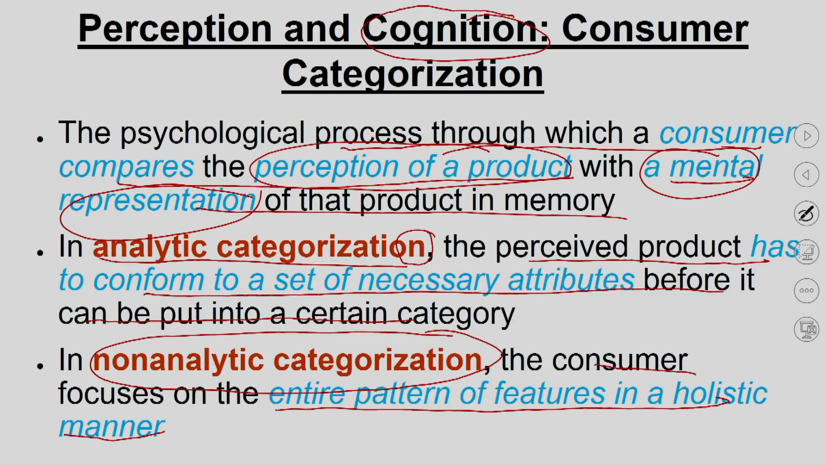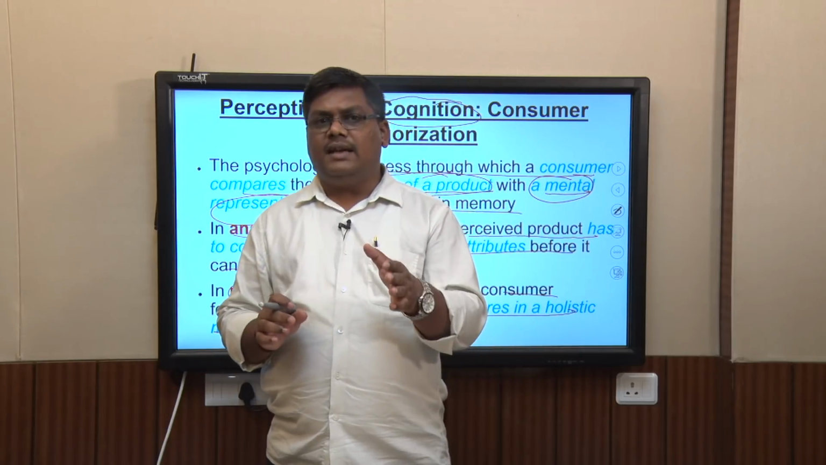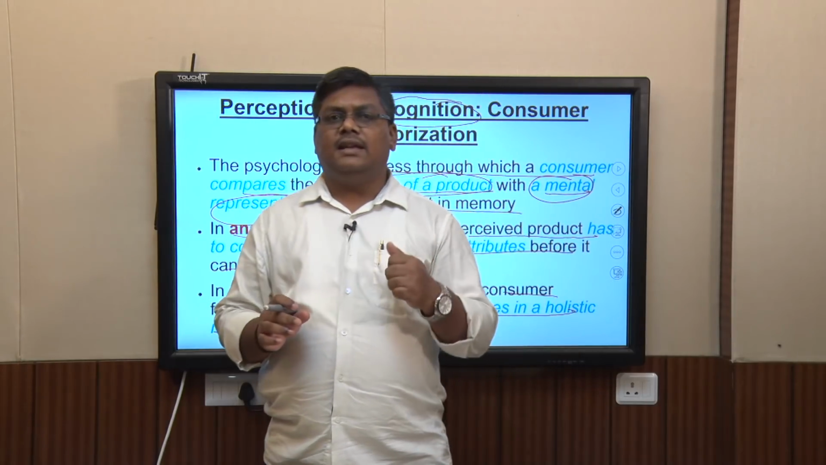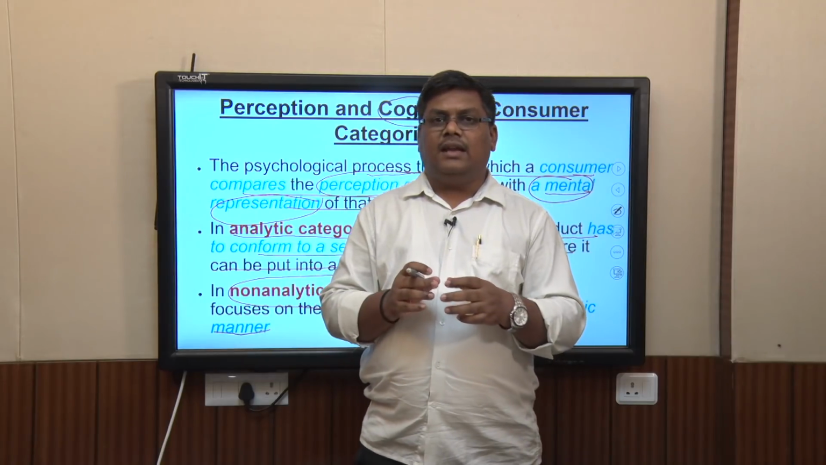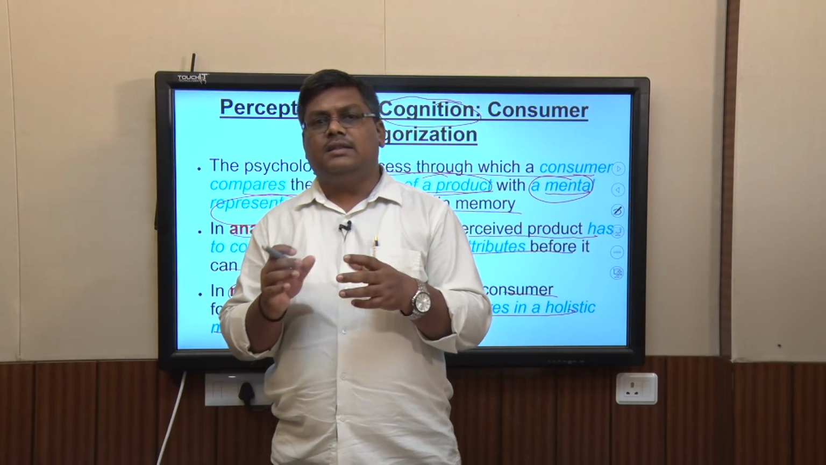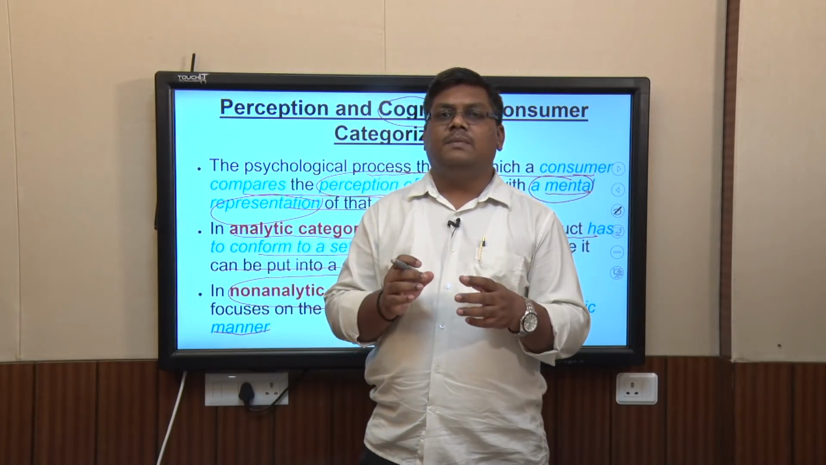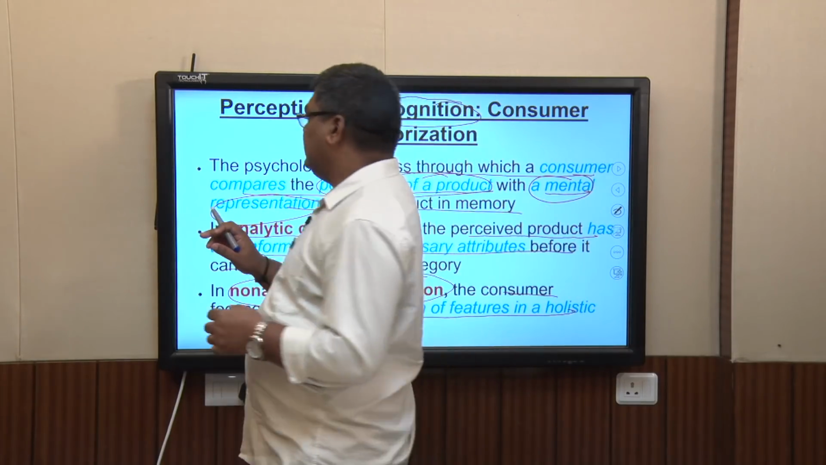So the primary difference is, in analytical categorization, some parameters are decided. On the basis of these parameters, if the product fulfills them, I have analytical categorization. If the product as a whole is taken, and the distinction is not based on certain parameters but is made as a whole, then it is called non-analytical categorization.